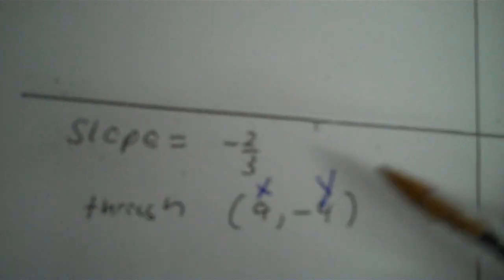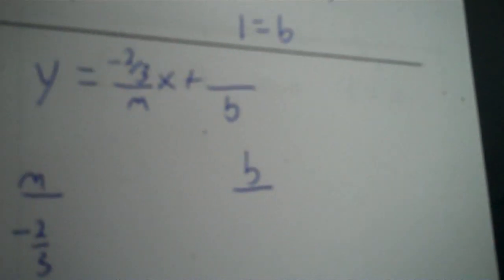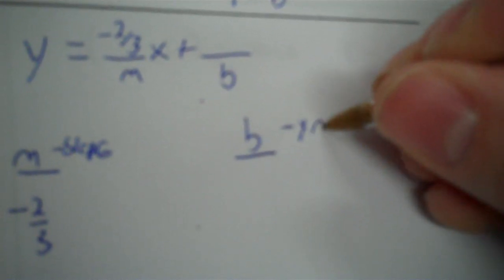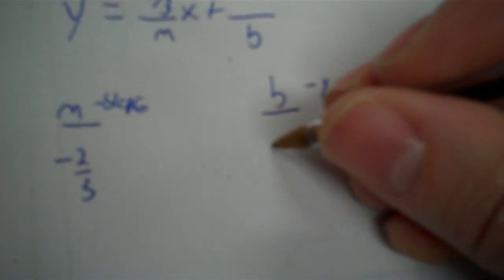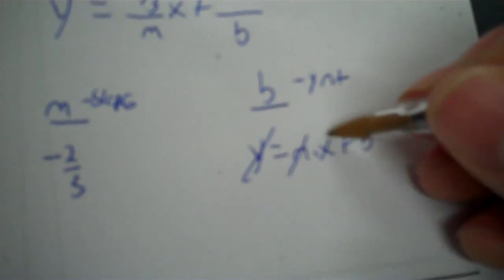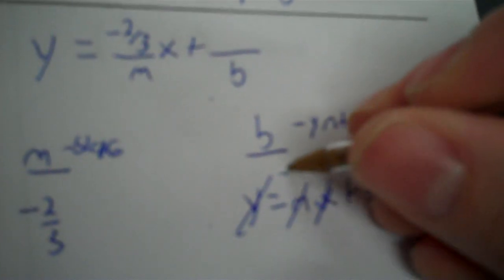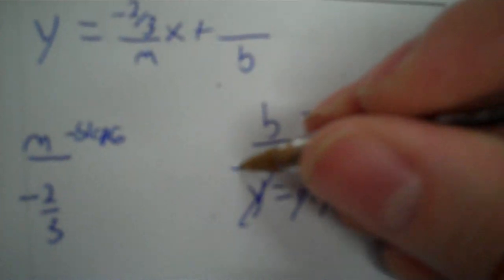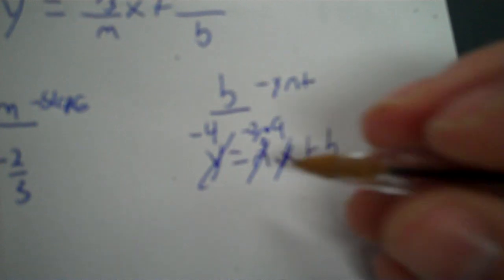Okay. Now m is your slope. Well, we have the m. Slope is m, so it's -2/3. Now to find b, the y-intercept, remember m means slope, which they told me, b means the y-intercept. So y equals m times x plus b. So my m is -2/3. Now, -4 is your y, 9 is your x, so you put times 9 after the -2/3.